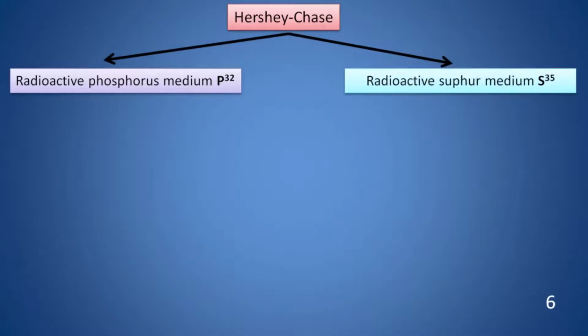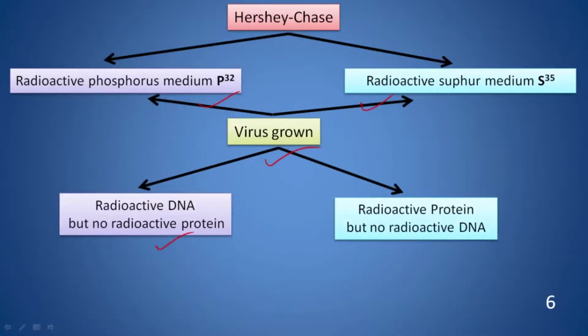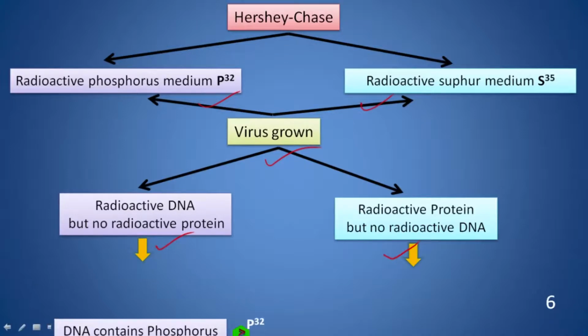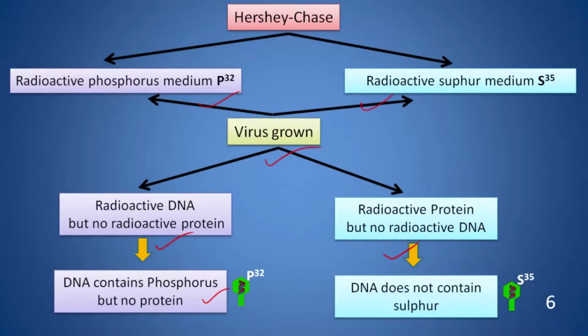So what did they do? They chose two media, one containing radioactive phosphorus, that is P32, and another containing radioactive sulfur, S35, and then the virus was grown on both the media separately. Then radioactive DNA but no radioactive protein was found in the medium containing P32, whereas radioactive protein but no radioactive DNA was found in the medium containing S35. So what was the reason for it? The reason was that DNA contains phosphorus but no sulfur, whereas protein contains sulfur but no phosphorus.